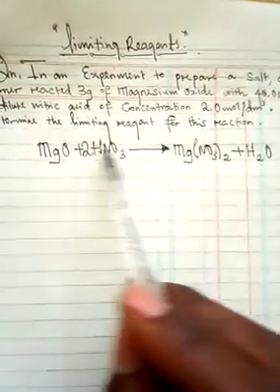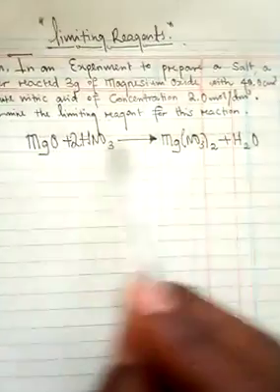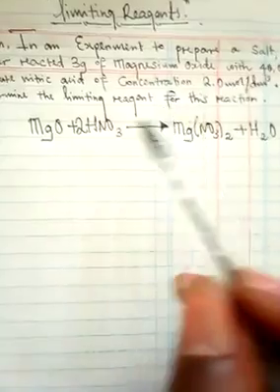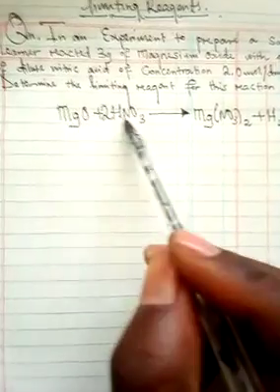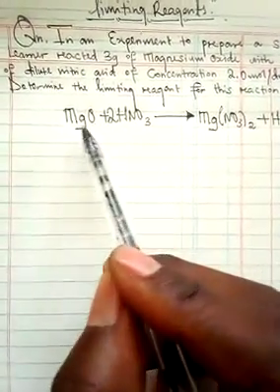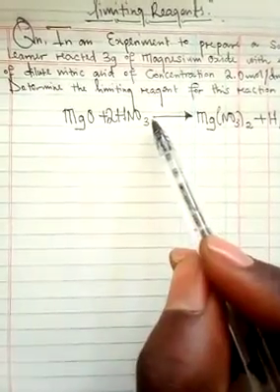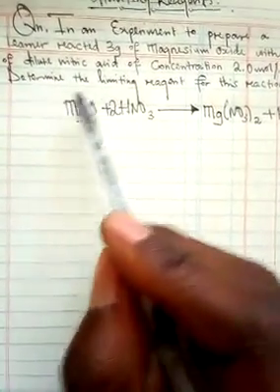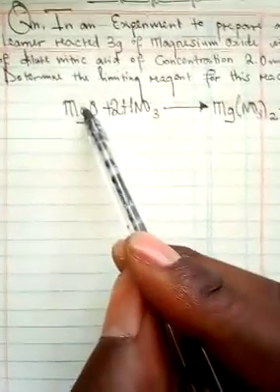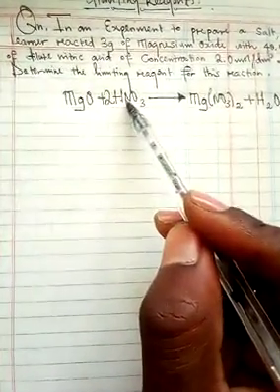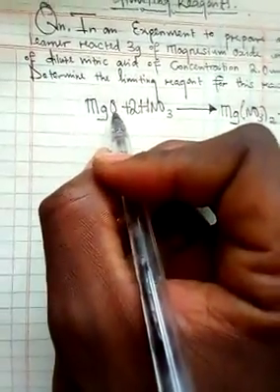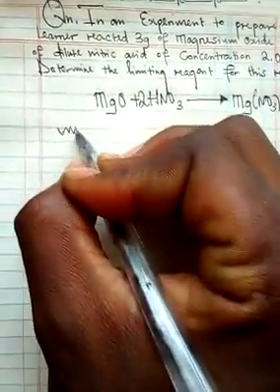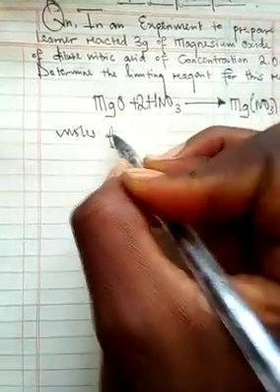Now, once you balance up your equation, what we begin to do is determine the number of moles of the reactants. In this problem, we're going to determine the number of moles of magnesium oxide, and afterwards we're also going to determine the number of moles of the nitric acid that we have here. So let's see how we can find the moles of magnesium oxide.